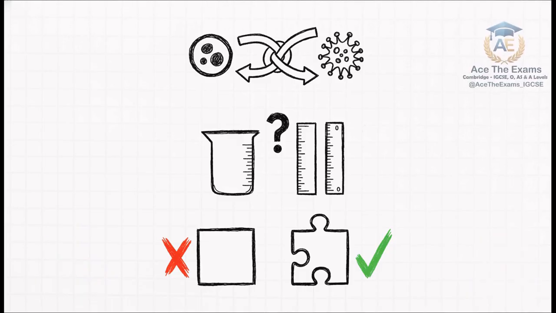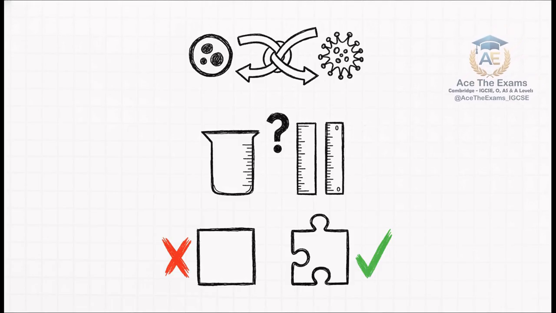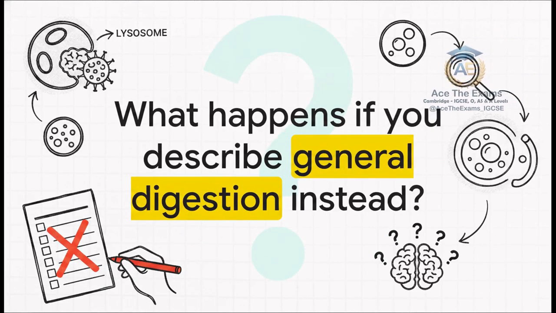And number 3, providing answers that aren't specific to the context given. Actually, let me show you exactly what this third trap looks like in practice. I want you to pause for just a second and really think about this scenario. If an exam question asks you about lysosome activity in a specific white blood cell that's fighting a pathogen, but your answer just describes general cellular digestion without mentioning that pathogen or that specific cell type, what happens? Well, you lose the marks. It's that simple. Your perfectly accurate biological description totally fails because it isn't anchored to the actual prompt.